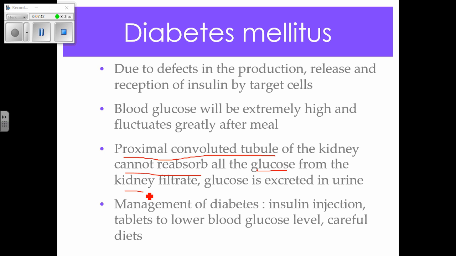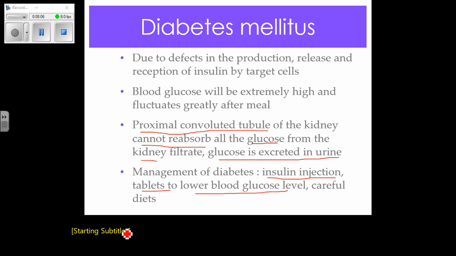However, in a diabetes case, the proximal convoluted tubule will fail to function. So the glucose will be retained in the urine, and this is how glucose is actually excreted in the urine. You can find glucose in the urine. And how to manage diabetes? Some people manage it through insulin injections or tablets to lower the blood glucose level, and of course by managing their diets as well.